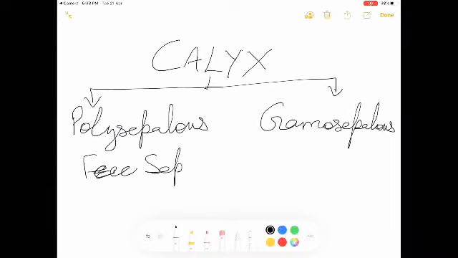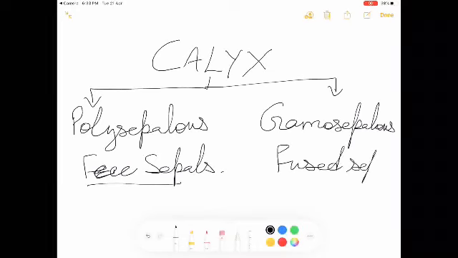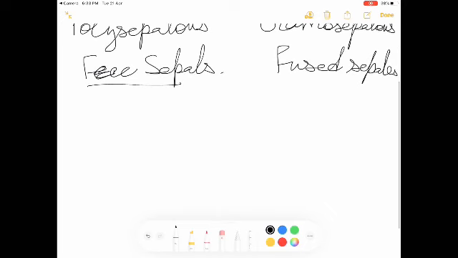Free sepals. And gamosepalous, fused sepals. So students, these are the structures, and you have to learn their definitions: gamosepalous and polysepalous. In my previous video, whatever flowers I dissected have fused sepals. So I'm going to draw that fused sepals.